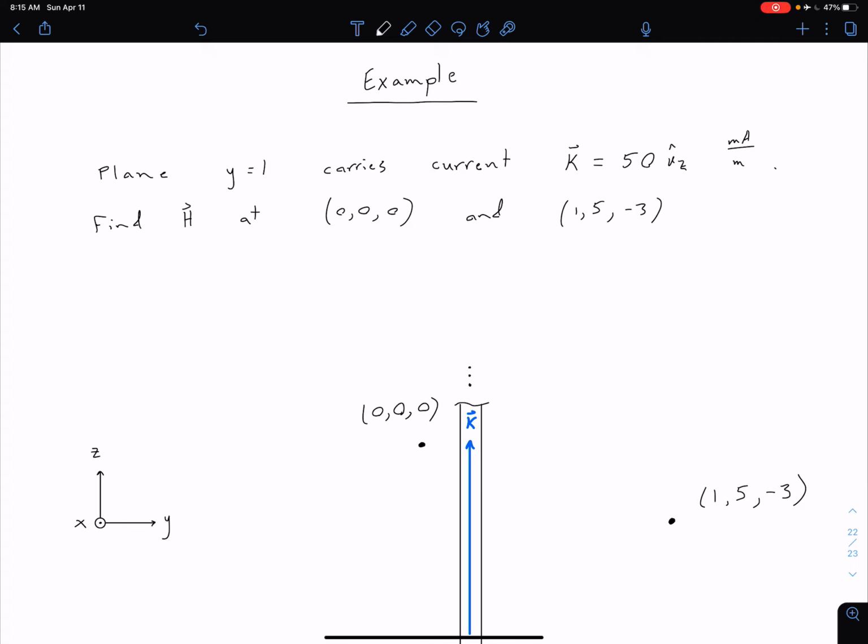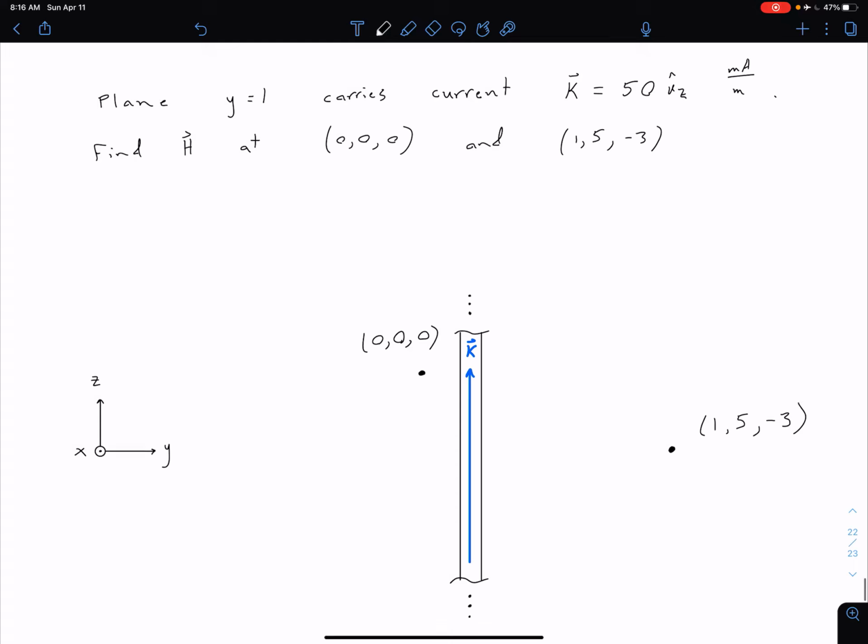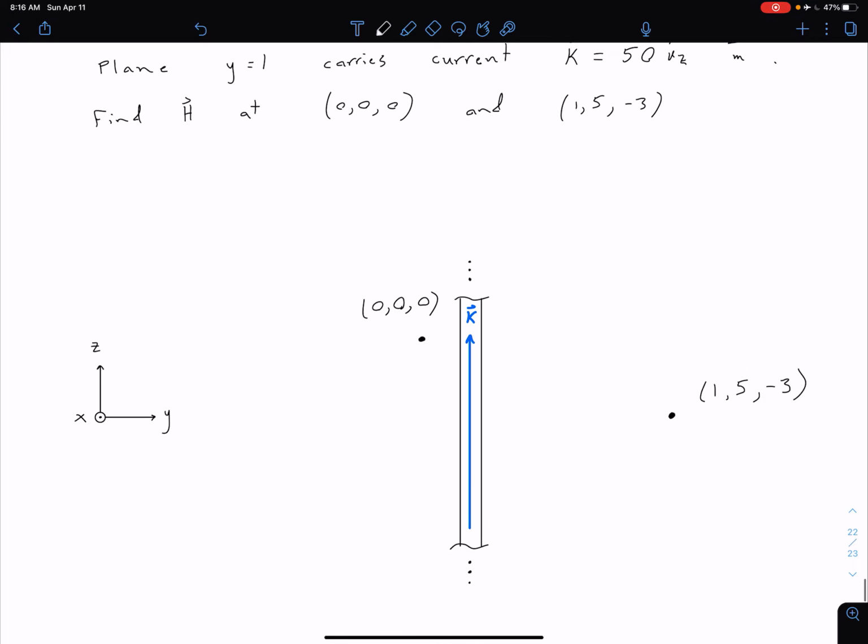Let's now take a look at an example. In this example, we have some current in an infinite plane. We're told plane y equals 1 has some current K equals 50 milliamps per meter in the z direction. I've drawn this pictorially down here. Notice I've got my coordinate directions: z is going up, y to the right, and x coming out of the page.